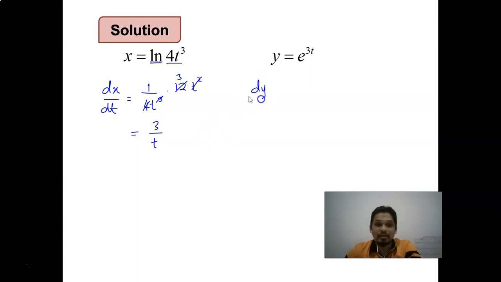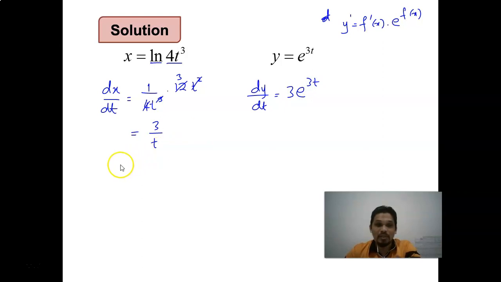And then dy dt equal to, for this one here, y prime equal to f prime x multiplied with e to the power of f x. Do you still remember this? Good. Now this is the one that we're going to implement here. So the derivative of 3t will give you 3, then e to the power of 3t.